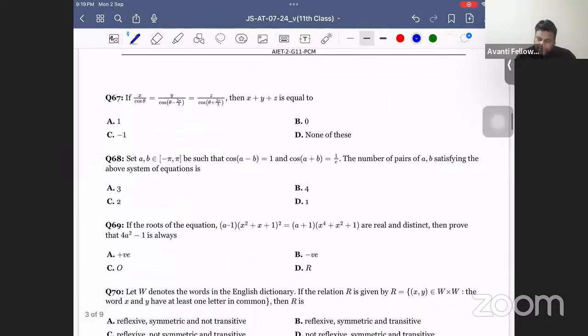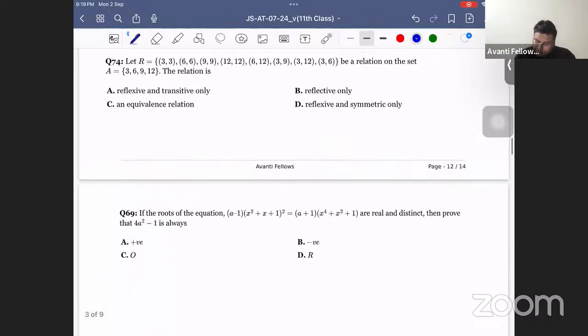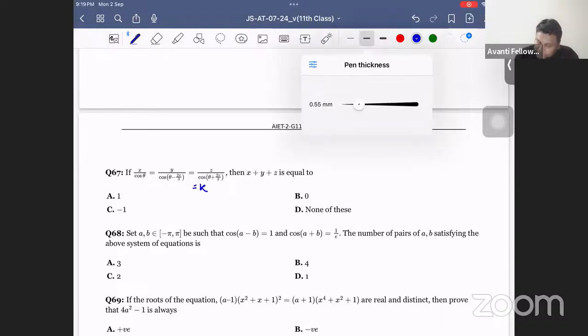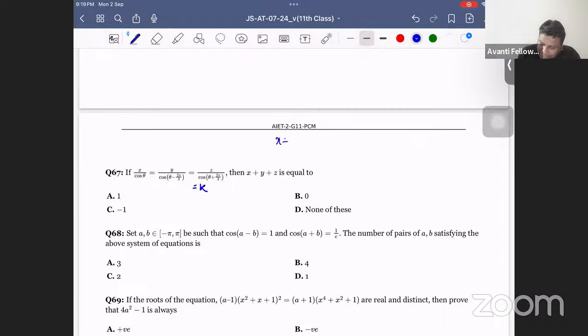All right. Now, 66 is a simple question of reflexive, symmetric, transitive. See 67. x upon cos theta is y upon cos(theta minus 2 pi by 3) is z upon cos(theta plus 2 pi by 3). Let us assume this equals some k. So x plus y plus z equals k times cos theta plus cos(theta minus 2 pi by 3) plus cos(theta plus 2 pi by 3).